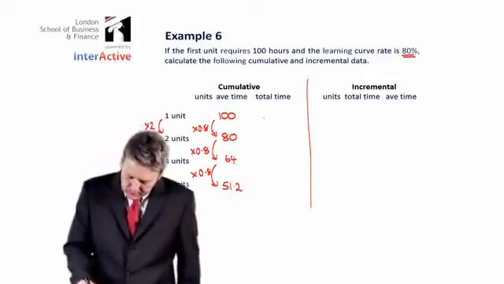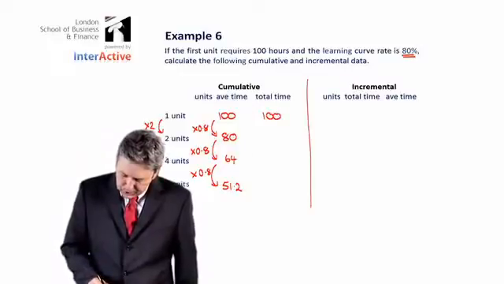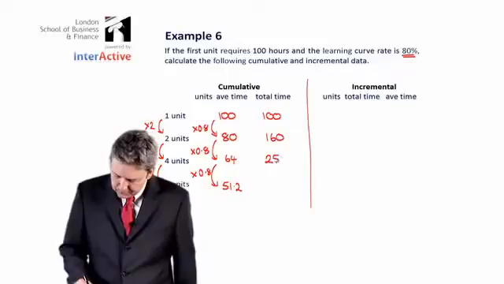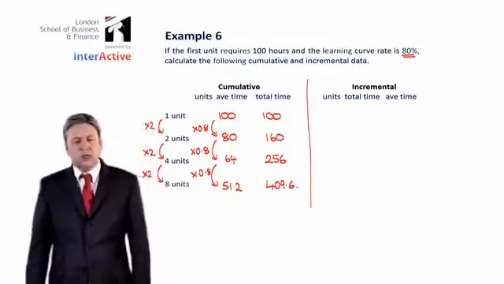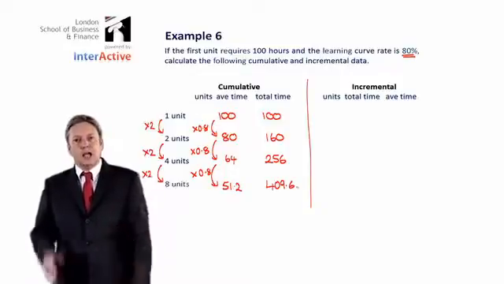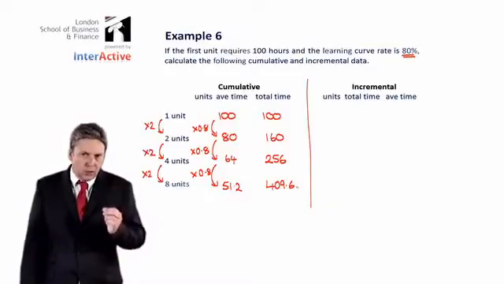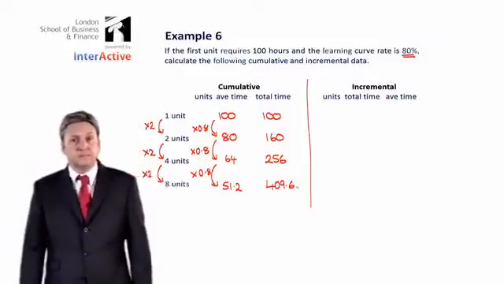So in total terms, the first unit has taken 100 hours. The first 2 units, 2 multiplied by 80, 160. The first 4 units, 256. And the first 8 units, 409.6. Okay? That is how learning curve works. As cumulative production doubles, the cumulative average time per unit falls by a constant percentage, in this case, 80%.